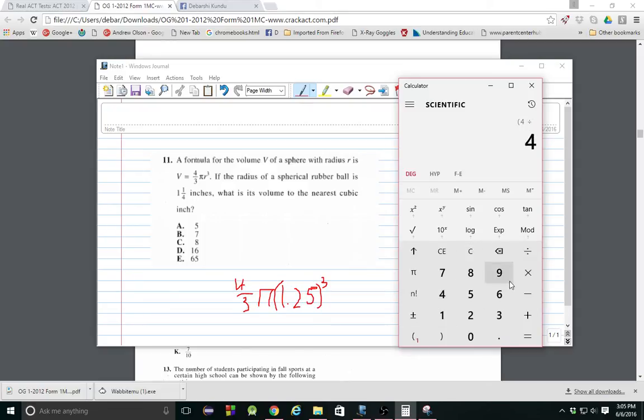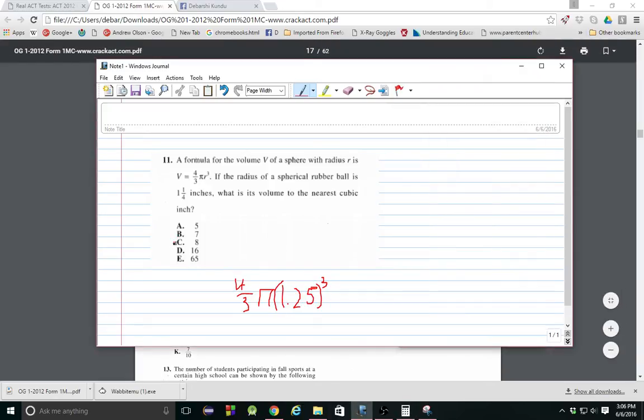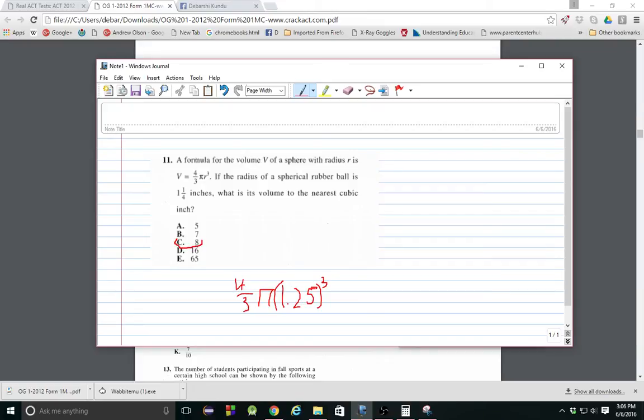4 over 3 times pi times 1.25 to the power 3. And as you can see, to the nearest cubic inch, it's 8.18, so that's about C. Yeah, the correct answer is C.